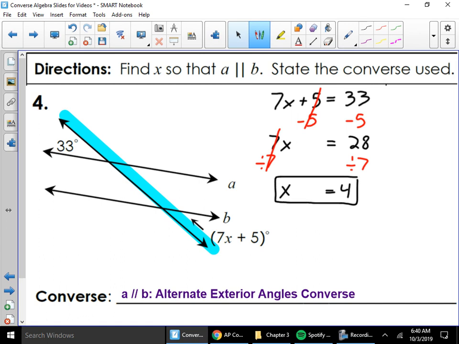So there we have our first four examples. Let's take a look at a few where we actually have expressions with x for both angles.